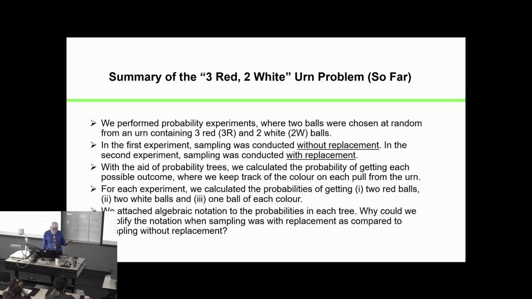And the question I have here is, why could we simplify the notation when the sampling was with replacement as compared to sampling without replacement? And the key idea is, think of that key idea in your brain. What is he going to say? Is that when we sampled with replacement, we got independence between the second pull and the first pull, and the independence between the successive pulls of the balls really simplified the problem tremendously.